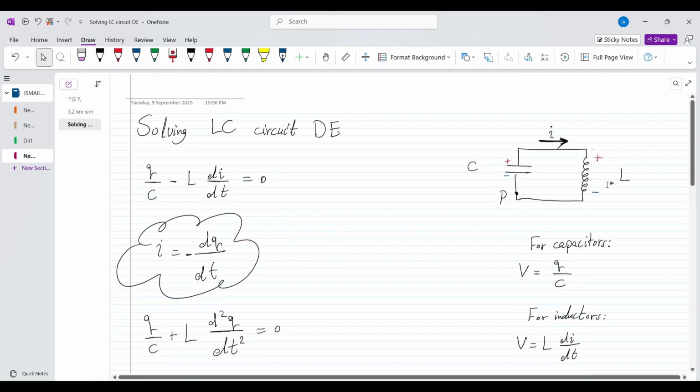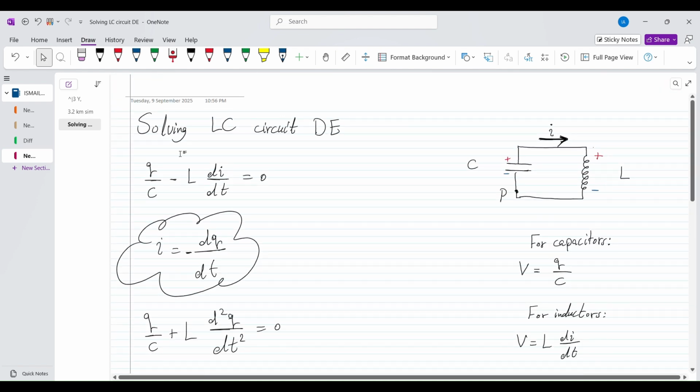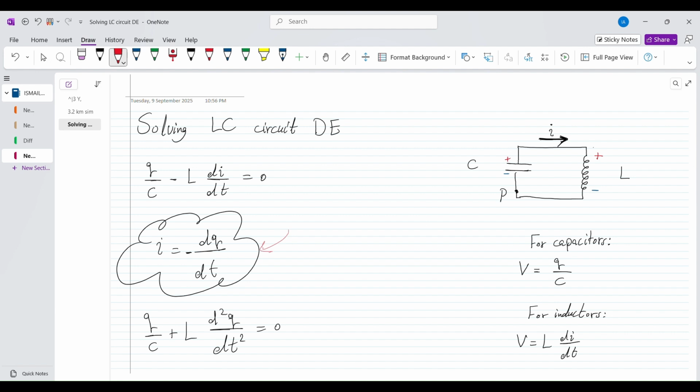So we achieved our objective of solving this LC circuit differential equation. The trick about this whole thing is this part, that I is equal to minus dq over dt and not dq over dt.